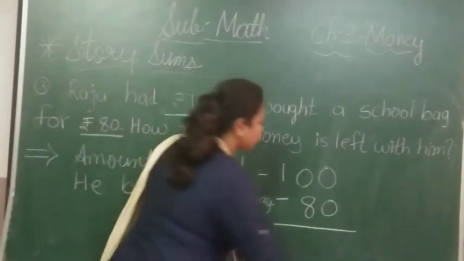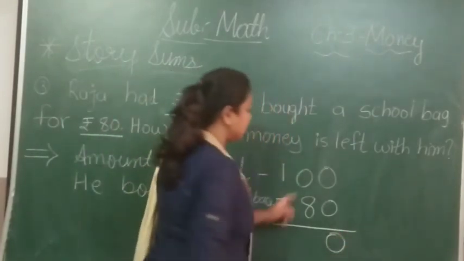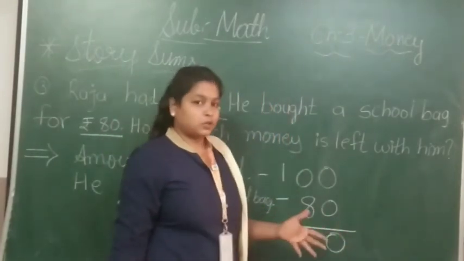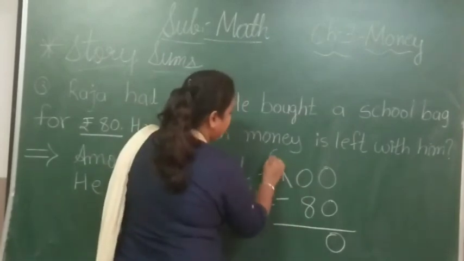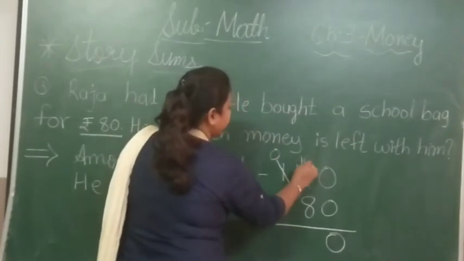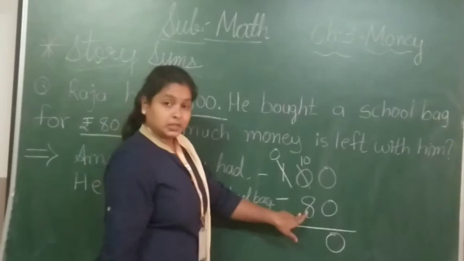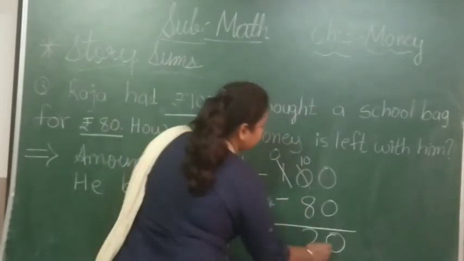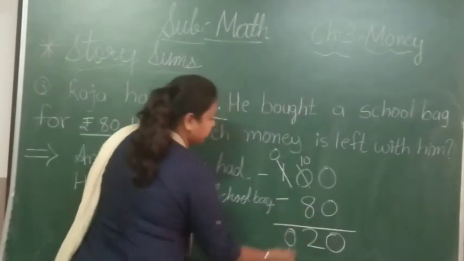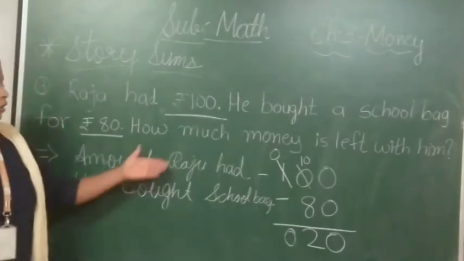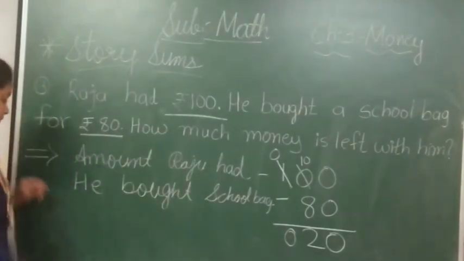0 minus 0 gives you 0, and 0 minus 8 is not possible. So cut this number and write the number before it over here, and here we will write 10. 10 minus 8 gives you 2, and 0 you can write here. Okay. So how much money is left with him?